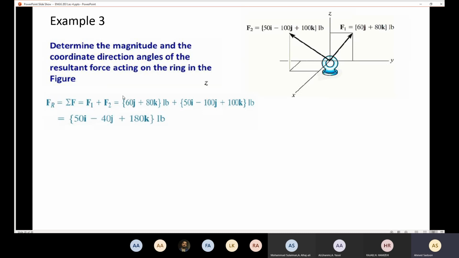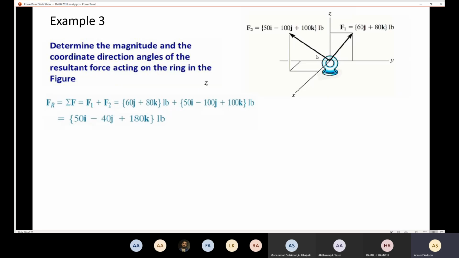Regarding the j, I have j here and I have j there. So I'm going to find the summation between them. This one is positive, this one is negative. That means the summation for them is going to be minus 40. So here I'm going to have minus 40j. And regarding the k's, I'm going to sum the k's together. Here I have positive 80 and here I have positive 100. That means the summation is going to be 180k. So it's very easy. Now I have calculated the resultant of F1 and F2.